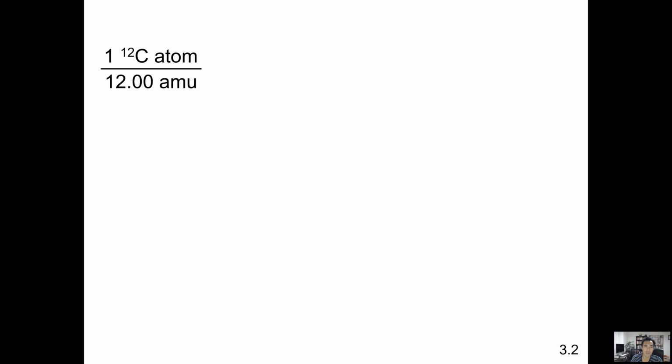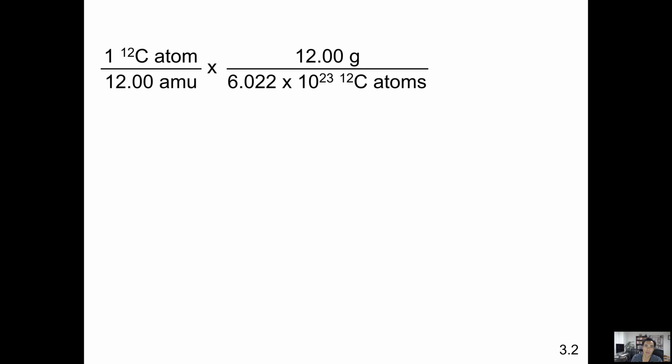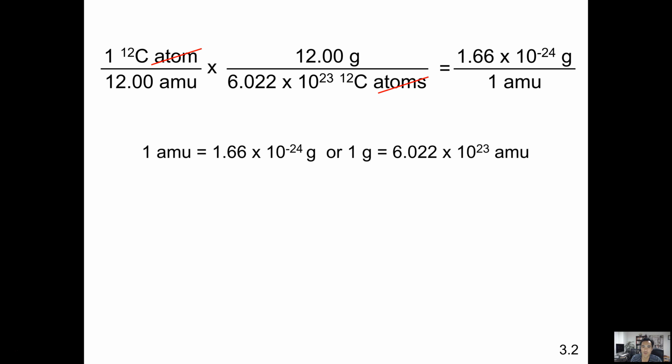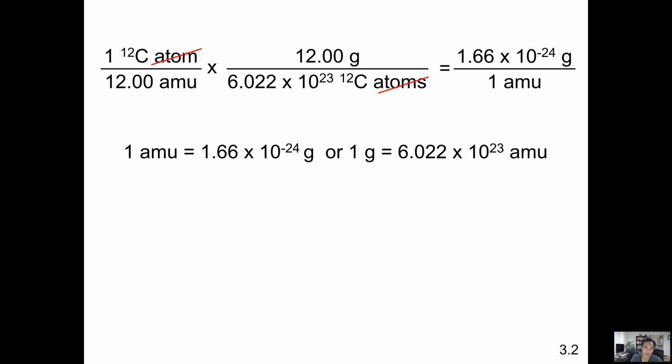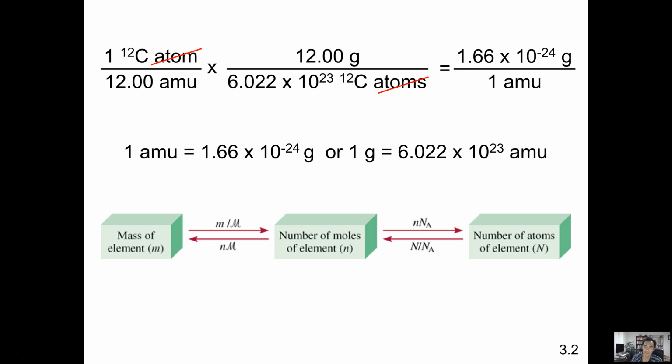So here's an example. 1 atom to 12 AMU. If you multiply that out by 12 grams of carbon, what you're going to end up with is 1.66 times 10. So I want to do the conversion here from atoms to grams. I'm going to use the AMU example to cancel out the AMUs and end up with the grams. Now, if you cancel out the atoms, you should end up with the mass. So what we're going to solidify here is that 1 AMU is equal to 6.02 times 10 to the 23rd power. And that's going to give us this relationship.